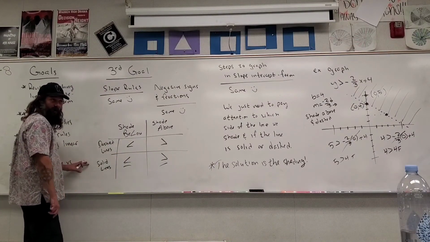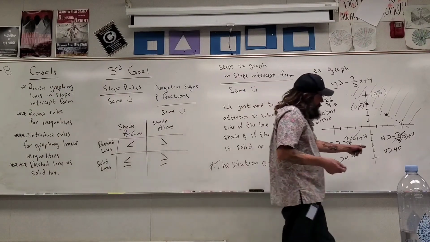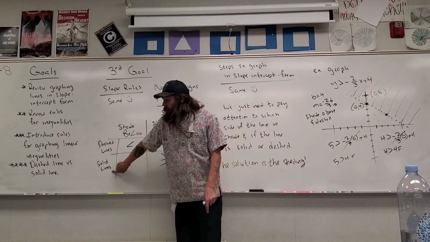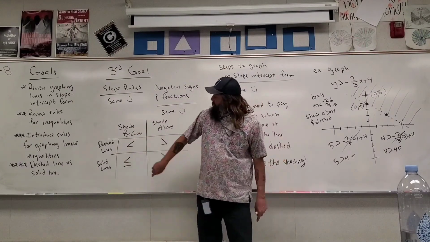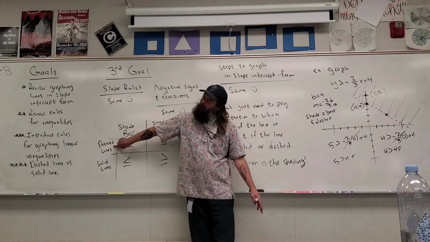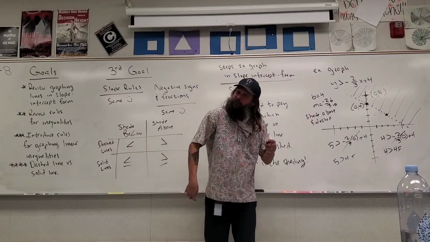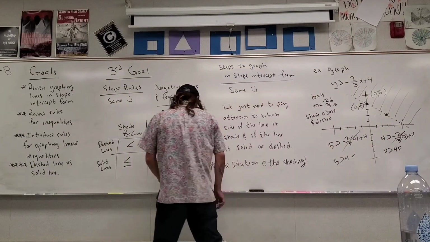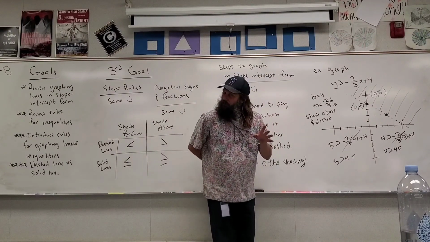However, if it was a solid line, because I have or equal to, this statement now becomes true. So if you have a solid line, solutions are on there. If you have a dashed line, solutions are not. Like on a football field, the line is out of bounds, not part of the playing field. On a soccer field, the line is inbounds, part of the playing field. So hopefully this lesson is good enough to get us to be able to graph inequalities in slope-intercept form.